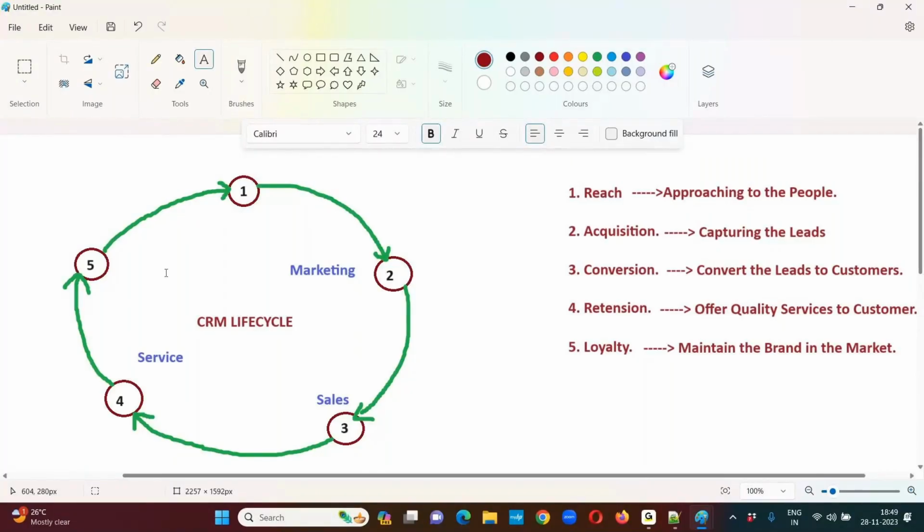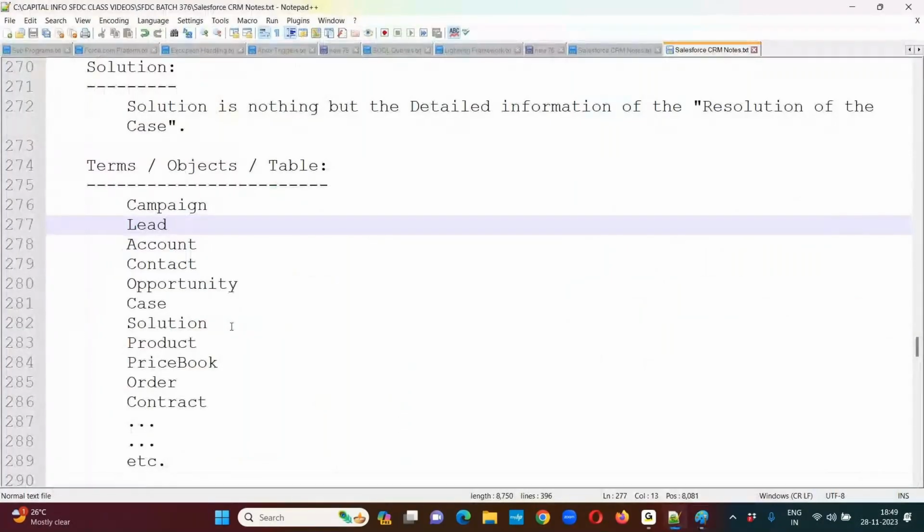Now, for each stage we have discussed a general example also. Whenever you are accessing any CRM application, it may be Sugar CRM, PeopleSoft CRM, Siebel CRM, Salesforce CRM, Oracle CRM, Microsoft CRM, anything, this terminology will be the same. No change. There also you will have the same campaign, lead, account, contact, opportunity, case, solution, everything will be the same. These are the various terminology that we use as part of Salesforce CRM.